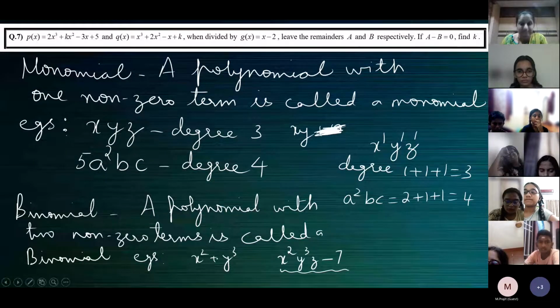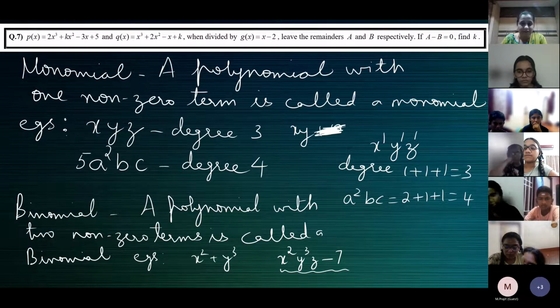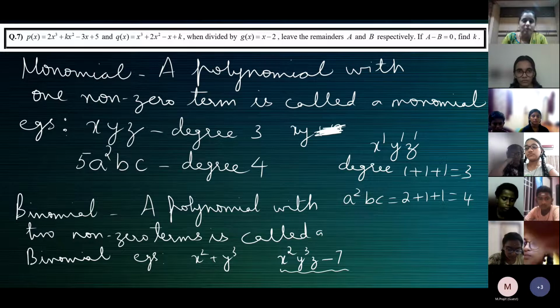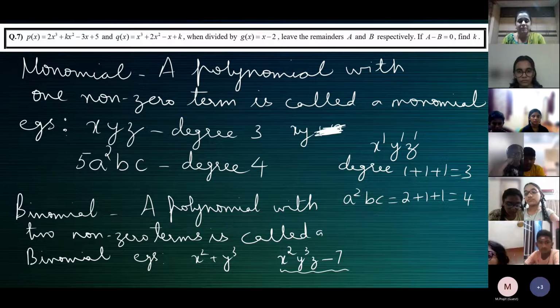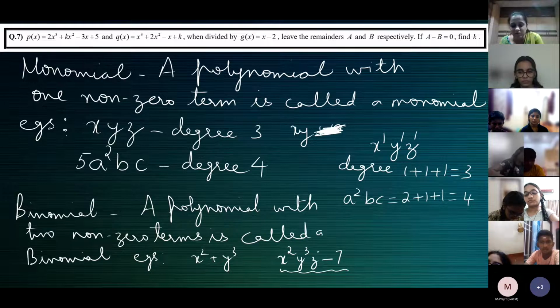Take up every term. And what should you do? In every term, there may be one variable or more than one variable. So look at every term. Look at the variables. And within that term, if there is more than one variable, find the sum of the powers of the variables.